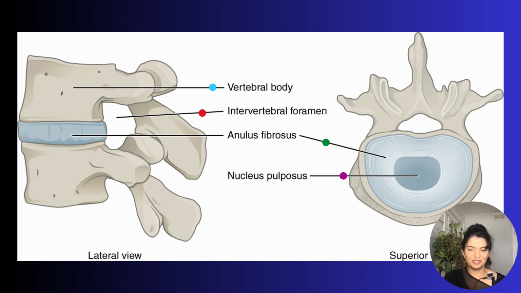I just think those names are so fun to say. So just to keep things entertaining, right? But basically, that's essentially what the intervertebral disc is composed of. It's sandwiched between two adjacent vertebrae to allow for cushioning and movement.